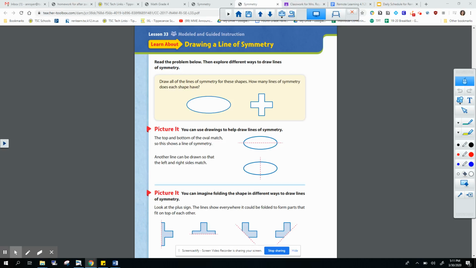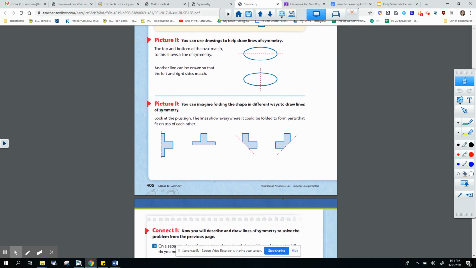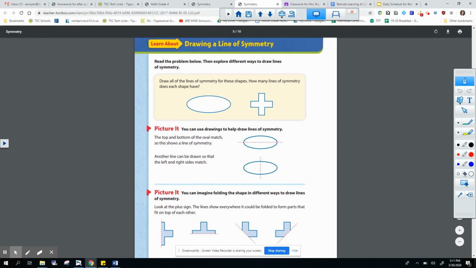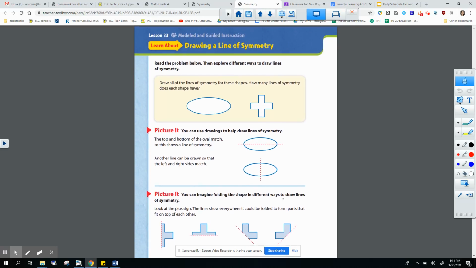Hi guys, we're back talking about symmetry on Thursday. We're working on pages 406, 407, 408, and 409 for today. So I'm on page 406 and I'm going to go through these 4 pages with you.